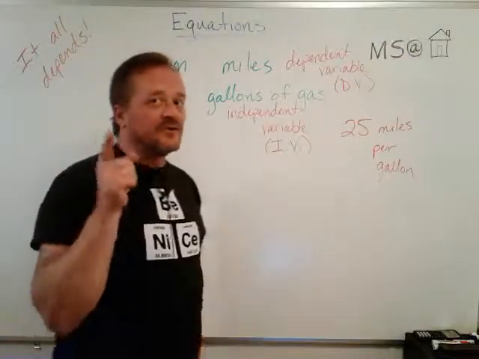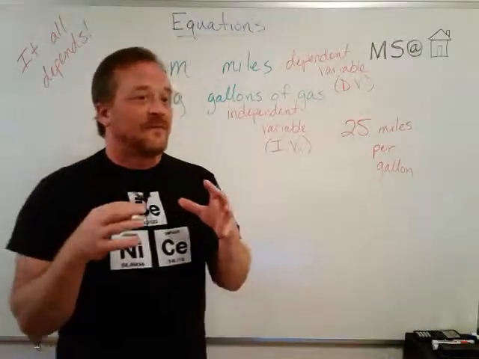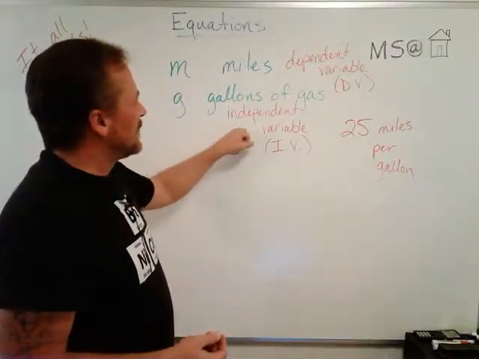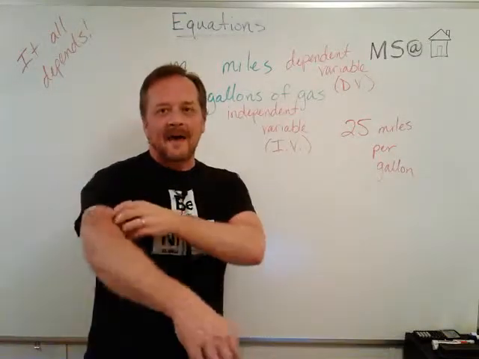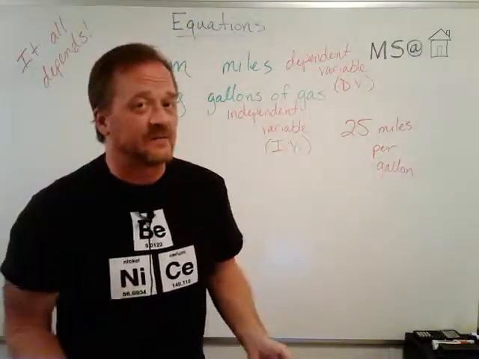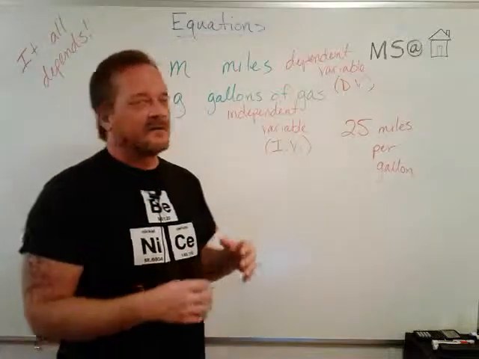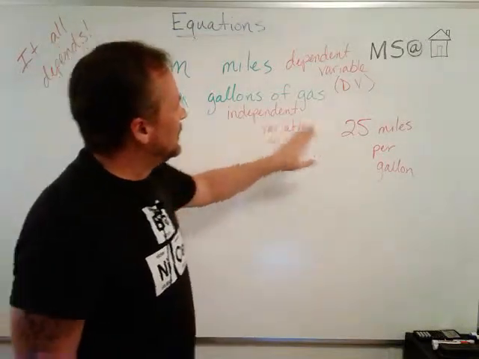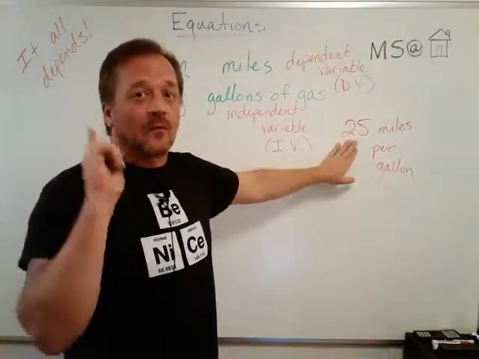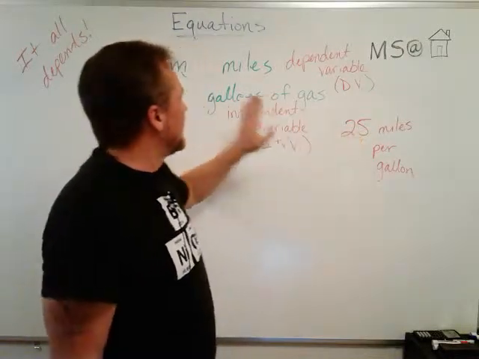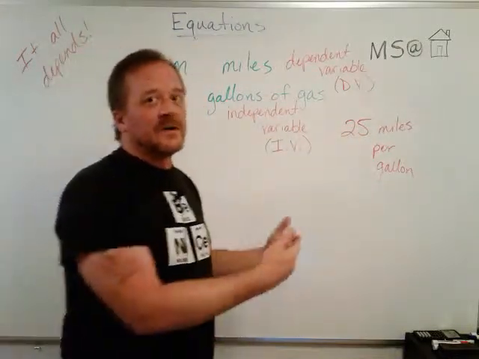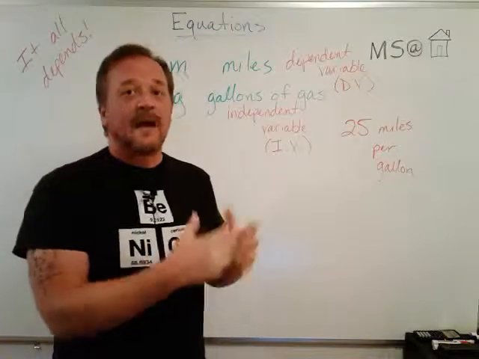Independent variable is the one you get to change. And the other thing that you need to know about the independent variable is that it's usually the one, or it almost always is the one, where all of the other stuff is happening. In this case, I know that I get 25 miles for 1 gallon, so 25 times G gives me the number of miles I get to go, M.